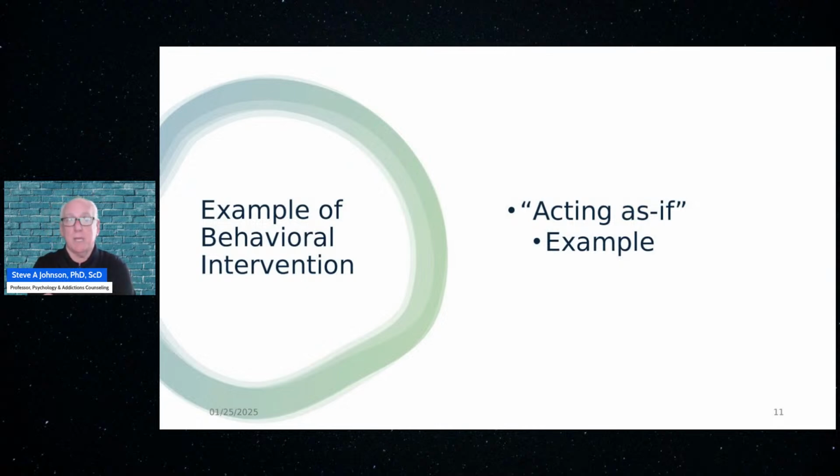Another one that's more behavioral, and this goes way, way back to the 1800s. And then it came out of different forms of therapy, and then Albert Ellis began to use it too, and that is acting as if. So let's say someone, again, is very, very anxious, and it prevents them from doing things that they would like to do, right?